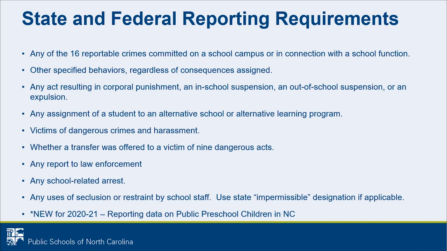victims of dangerous crimes and harassment, whether a transfer was offered to a victim of one of the 9 dangerous acts, any reports to law enforcement, and any school-related arrests, and finally, any use of seclusion or restraint by school staff, use state impermissible designation if applicable. And new for 2020-2021, reporting data on public preschool children in North Carolina. In the following slides, we will go into a little more detail for each of these required data.